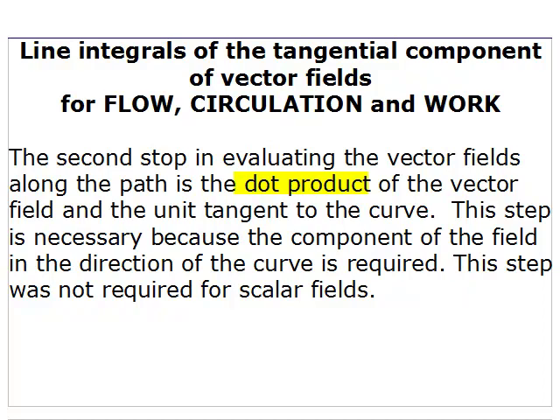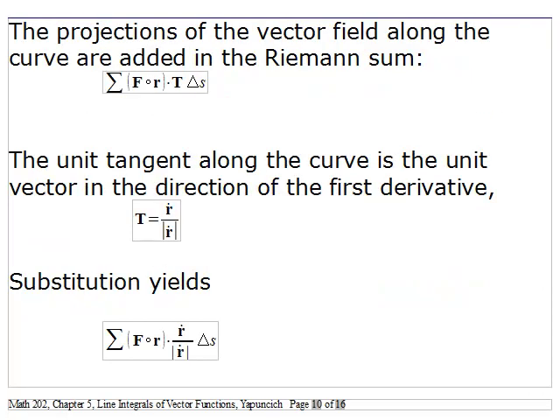Again, this step was not required for scalar fields, but it is required for vector fields. So we look again at the Riemann sum that we would expect. We're going to have to go F composed with R, we just did that in order to find the function in terms of parameterization. We're going to dot it with the tangent. This is that tangent vector, the T, from the first or second chapter of this class. And we take the dot product of it, and then we multiply by the little segment delta s.